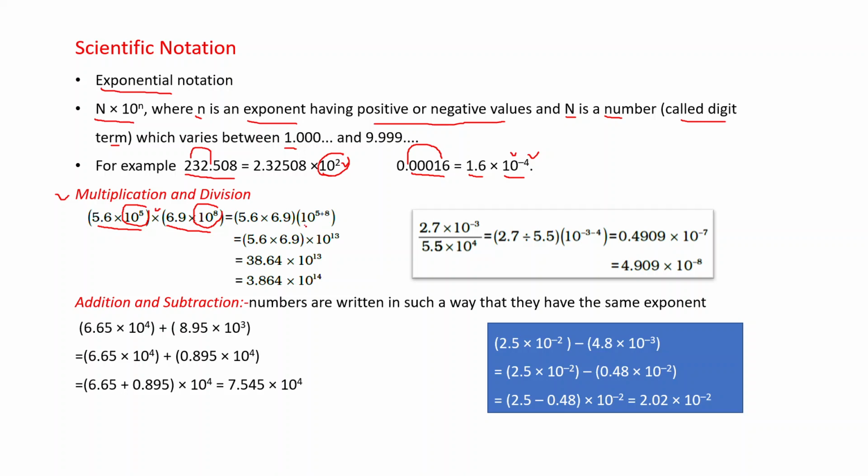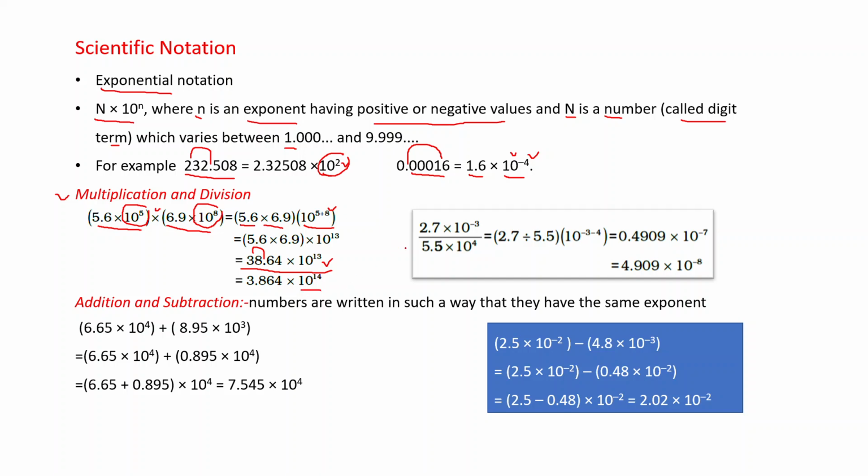That's why we can say 10 to the power 5 plus 8, and we multiply 5.6 into 6.9. Then we will get 38.64 into 10 to the power 13. Now again in scientific notation, we have to shift this decimal one place to the left-hand side. That's why the power increases by 1, and we will get 3.864 into 10 to the power 14.